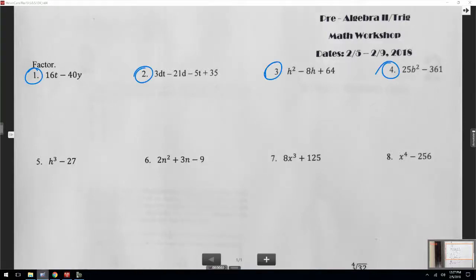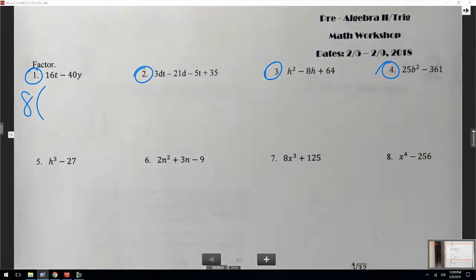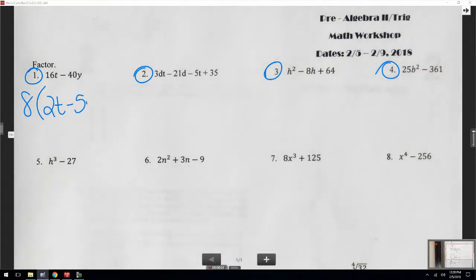What do we do when it has two terms? GCF. Yeah, what's the GCF on number 1? 8. Perfect. 8. All right, what's left when you take out an 8? 2t minus 5y. There you go. Perfect, perfect, perfect. You should make sure you pick up on math workshop, buddy.